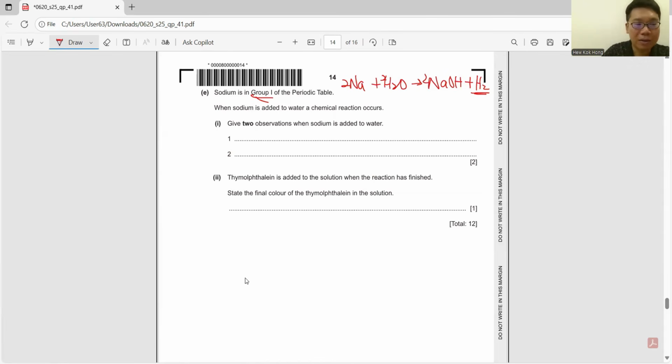Then we can say bubbles or fizzing. And then, of course, this is a solid. Solid will dissolve. Of course, because the density is low, that's why you can say floats on the water.